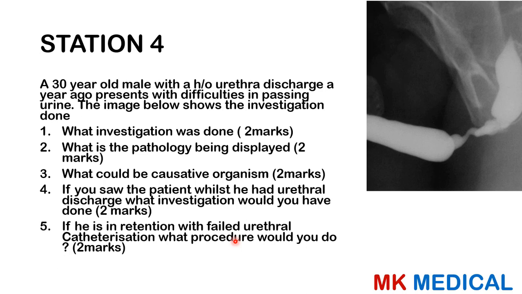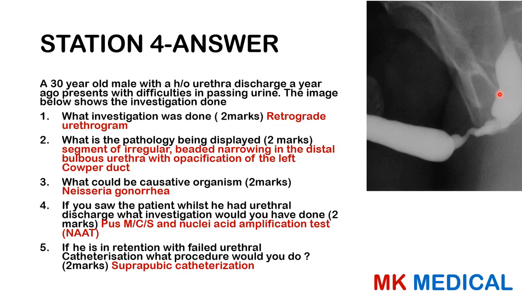And here comes the answer. So this is a retrograde urethrogram, and it's going to be showing this segment of irregular beaded narrowing in the distal bulbous urethra with opacification of the left Cowper's duct. Then this is most commonly caused by Neisseria gonorrhoeae because of this history of the discharge that this person had a year ago and difficulty passing urine. And of course, if they came in with a discharge, you want to do a pus microscopy, culture and sensitivity. Also get a nucleic acid amplification test on the same pus to actually check for the nucleic acid of this Neisseria gonorrhoeae. Then if they fail to catheterize, you'd want to perform a suprapubic catheterization.